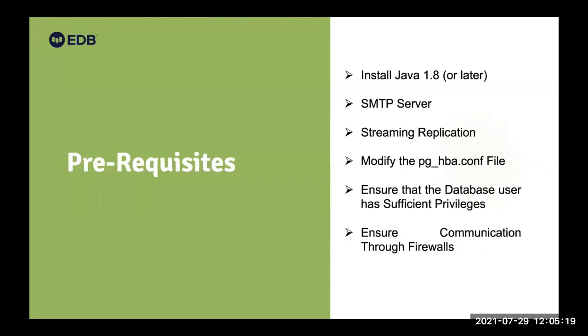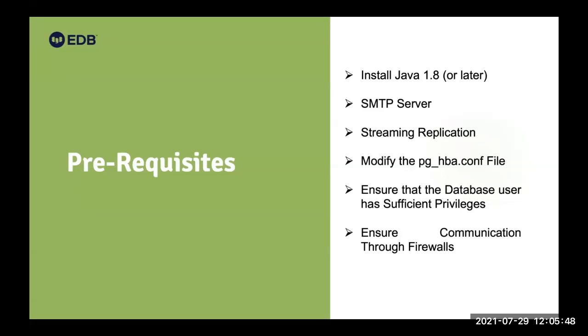Streaming replication. Failover Manager requires that the Postgres streaming replication be configured between primary node and the standby node or nodes. Failover Manager does not support any other type of replication. Modify the pg_hba.conf file. You must modify the pg_hba.conf file on the primary and standby nodes, adding entries that allow communication between all the nodes in the cluster.